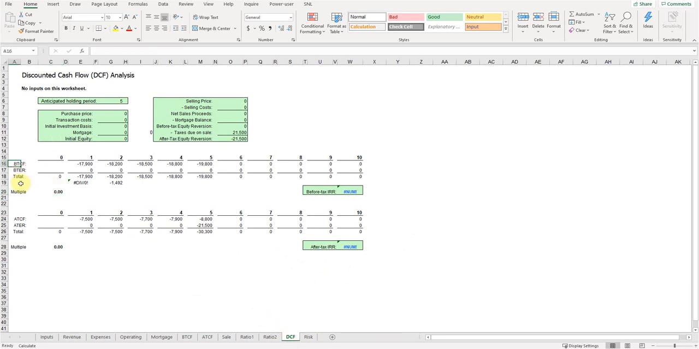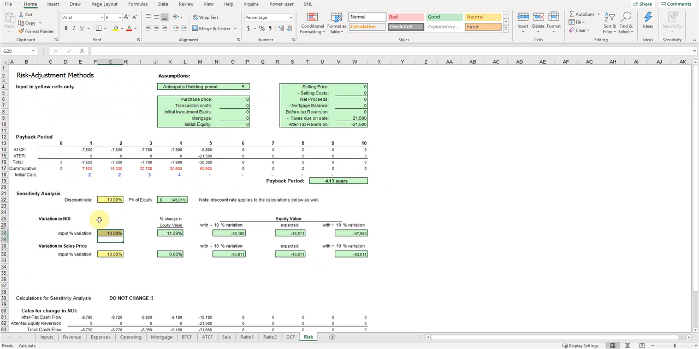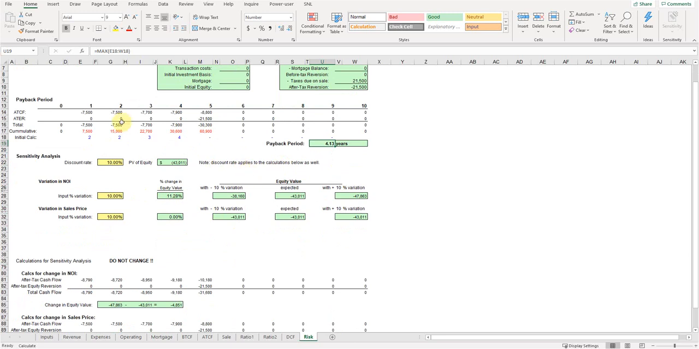This is done both on a before-tax cash flow basis as well as an after-tax cash flow basis. And then risk, this is based on different discount rates. You can determine how appropriate your equity check and equity investment really is, as well as your payback period over the life of the investment. I don't use this a ton, but it's a good gut check for the cash flow of a property. Each property is different, so use your best judgment on how you want to use these tabs.